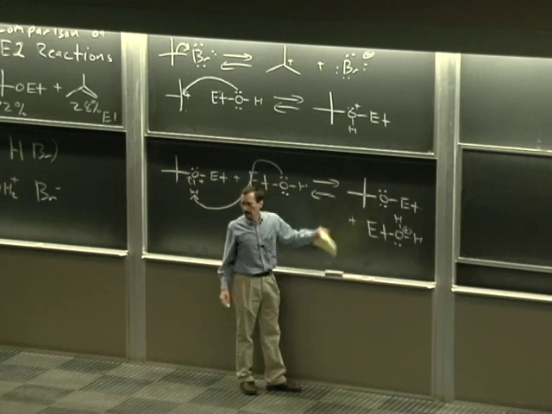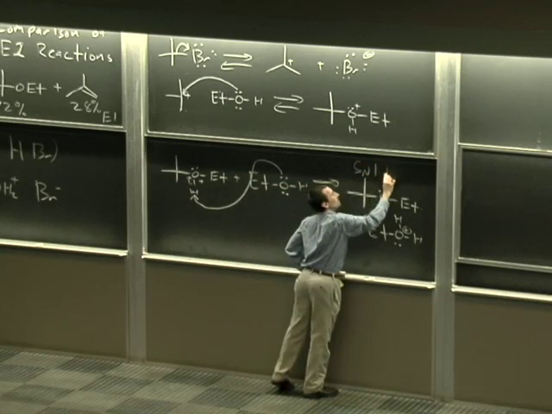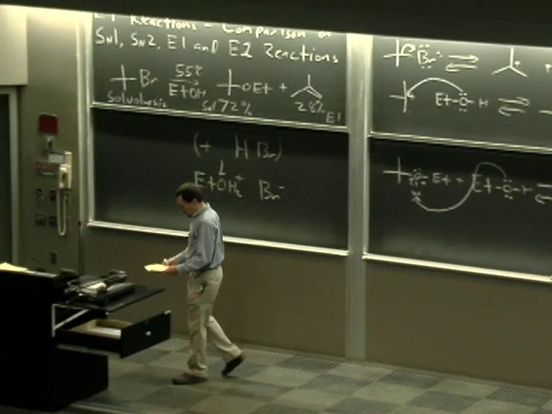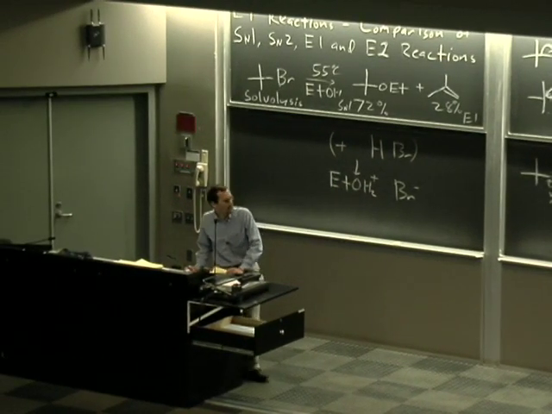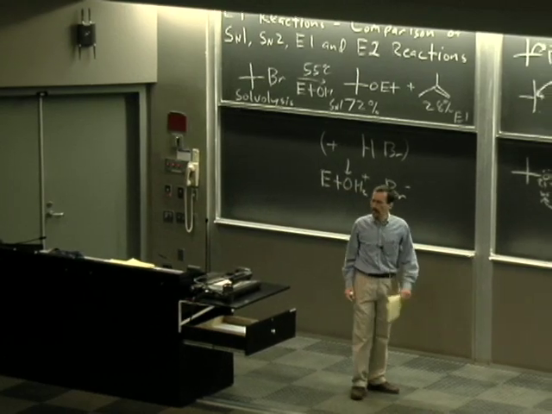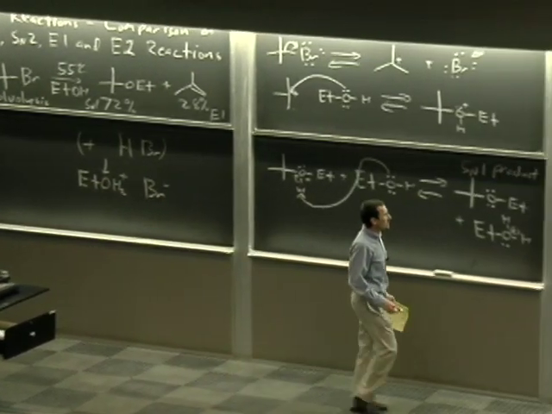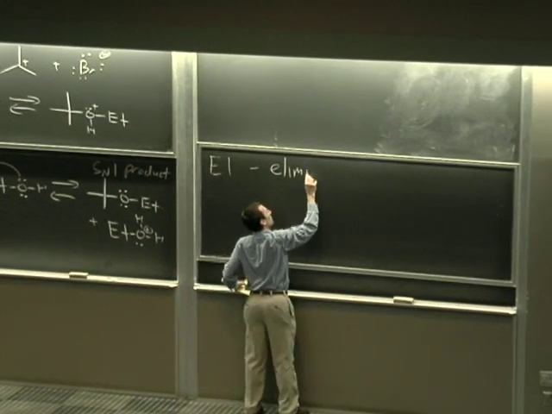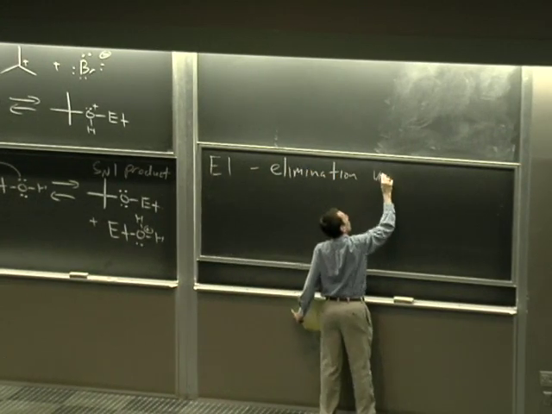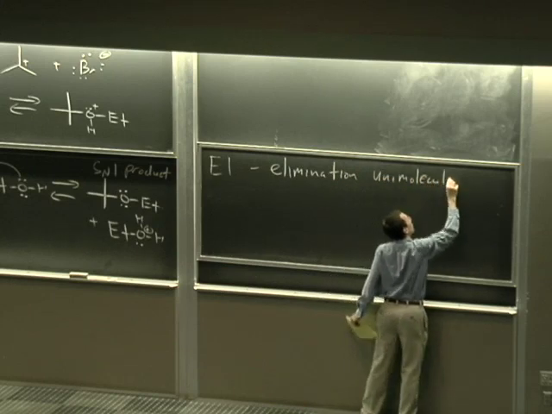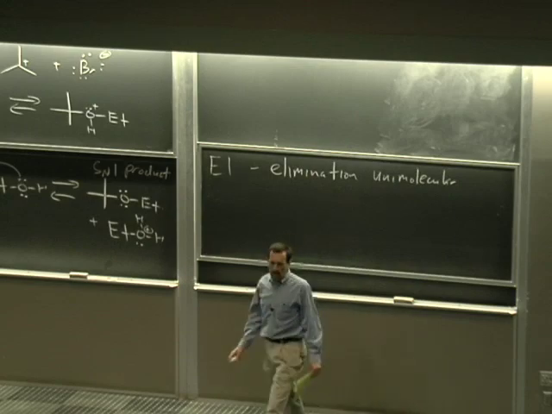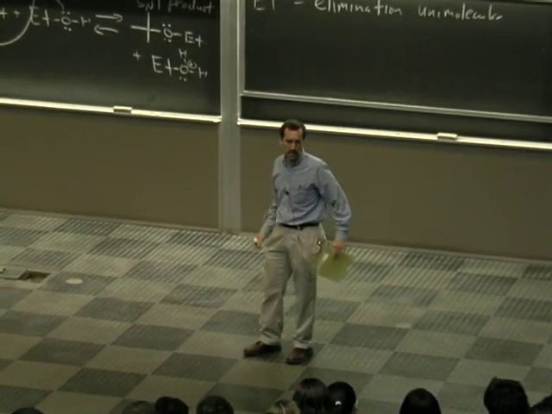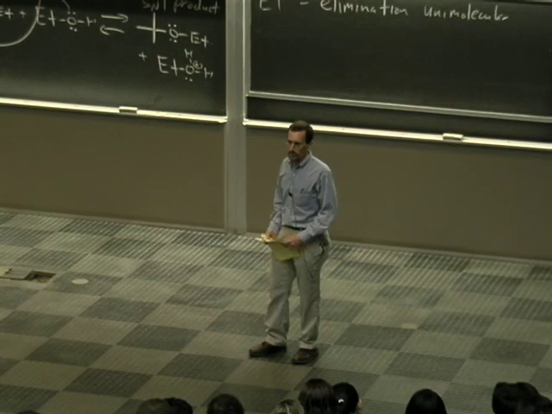So this gives rise to our SN1 product. Now, there's a second pathway that the carbocation can undergo, as I've already hinted: E1 elimination. That means elimination unimolecular. The carbocation can react with a nucleophile, attacking in the pathway we've seen that leads to the SN1 product, but it can also react by losing a proton.